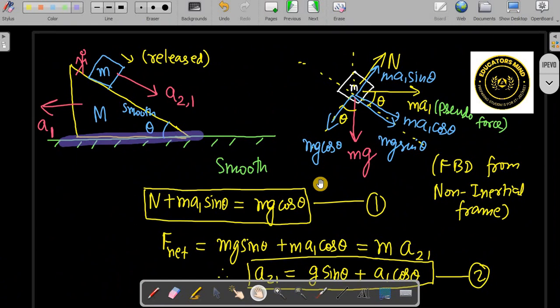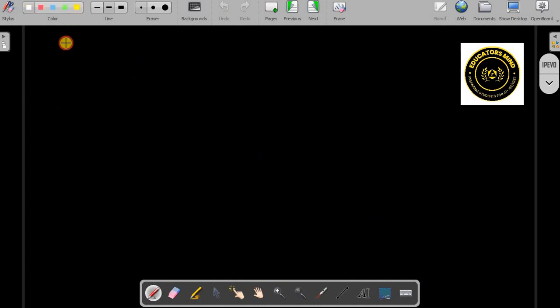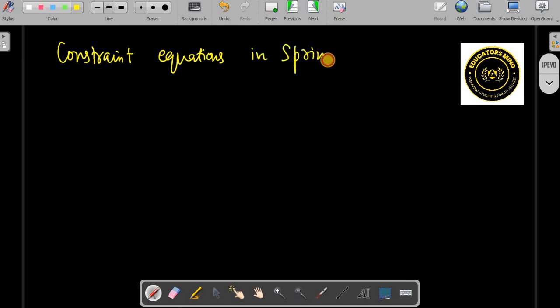Then we are going to see the constraint equations in springs. In springs, that's also an important topic: how constraint relations can be applied. Let us take some examples to understand it. Generally the questions will ask for calculating the equivalent spring constant. The problem in springs is that the length of the spring will change, so it will not remain constant.